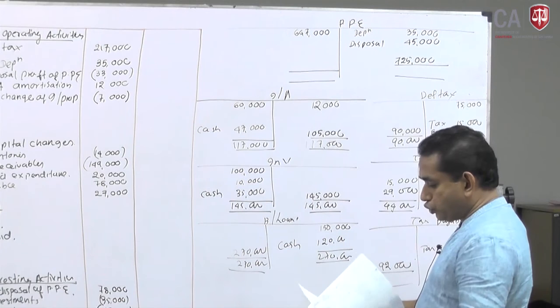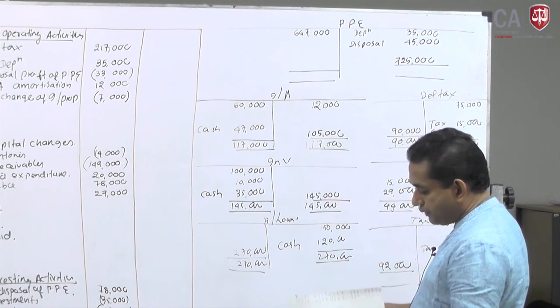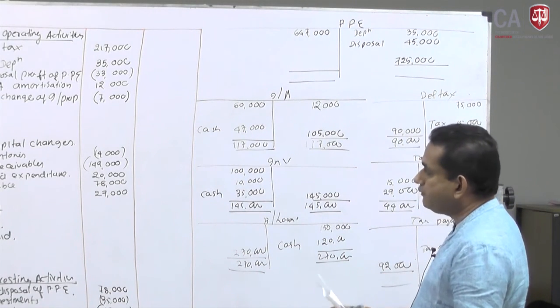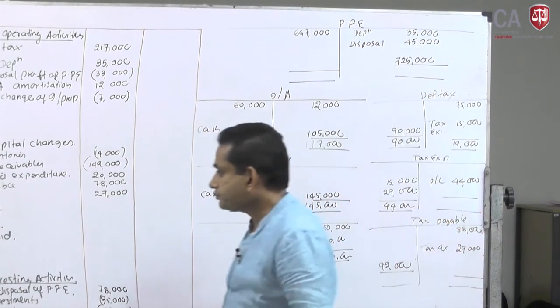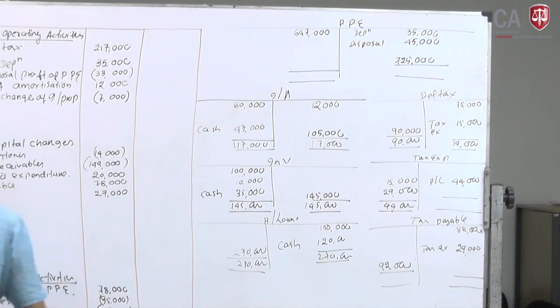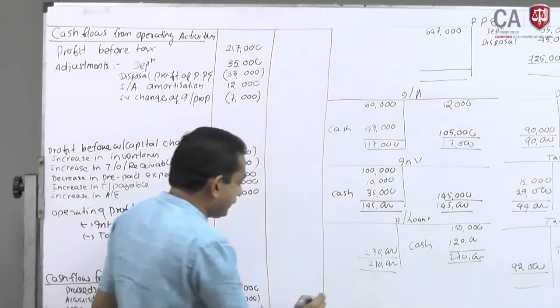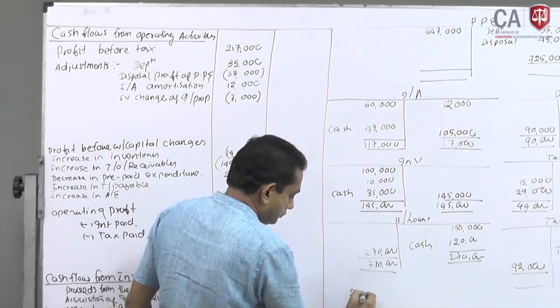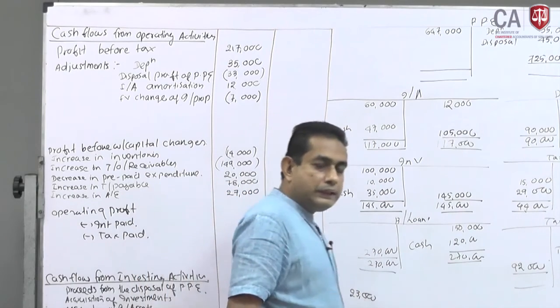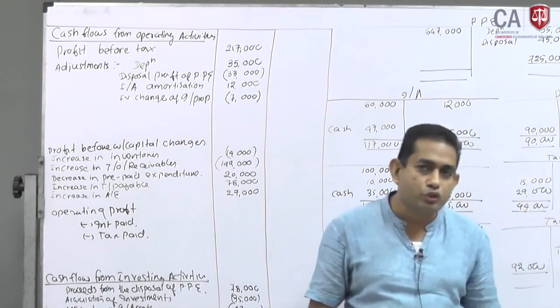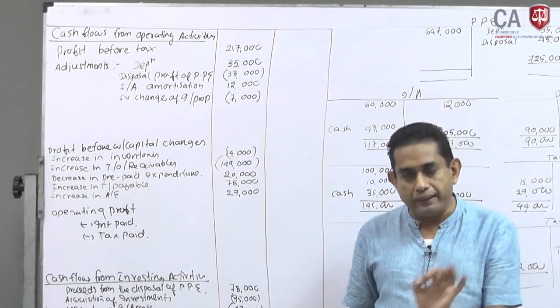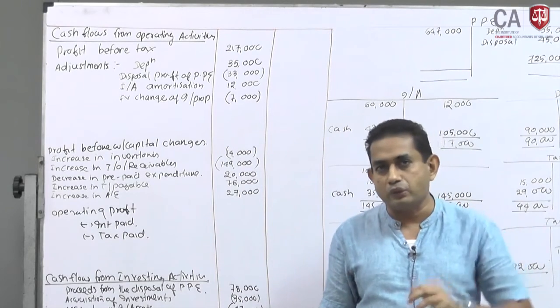Now let me go to the extract of the profit and loss. Interest taken to profit and loss is 23,000. The amount of interest taken to profit and loss is the cash paid interest amount. So how do we conclude that?